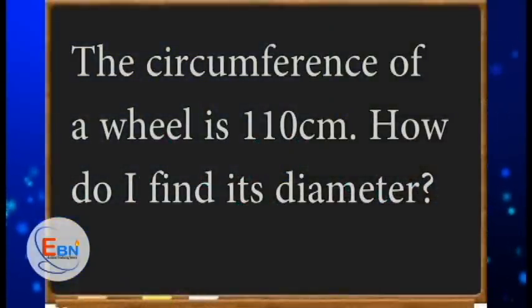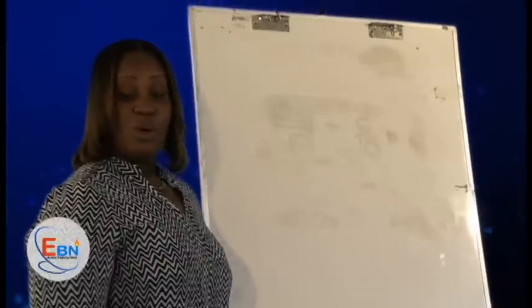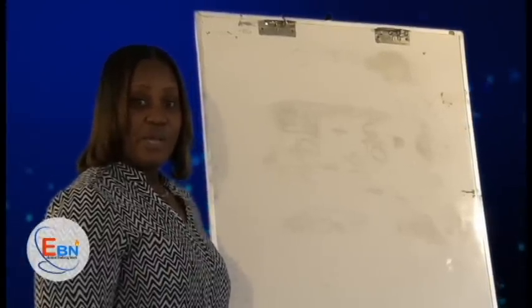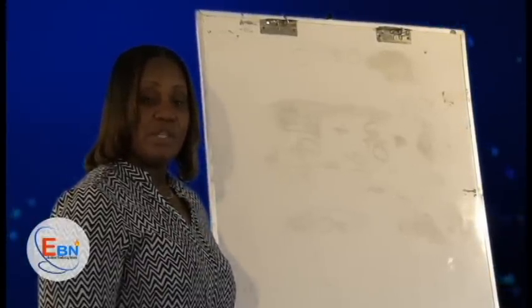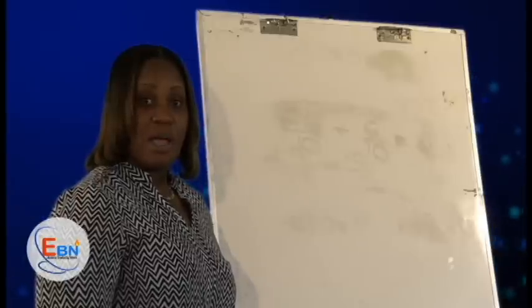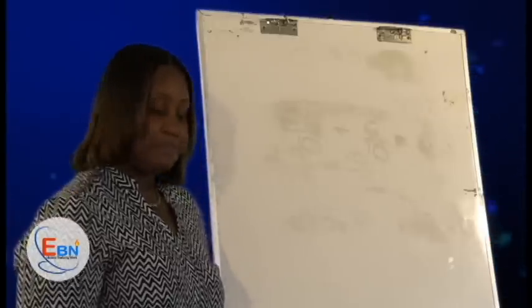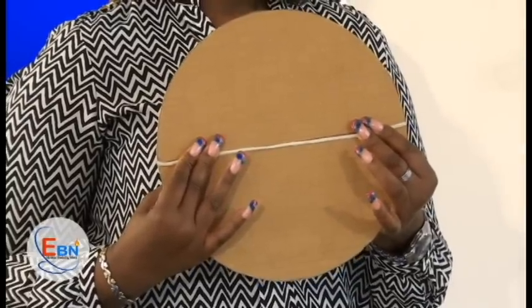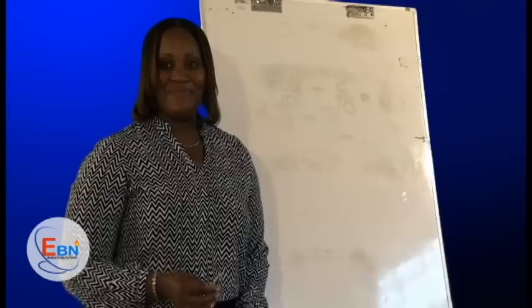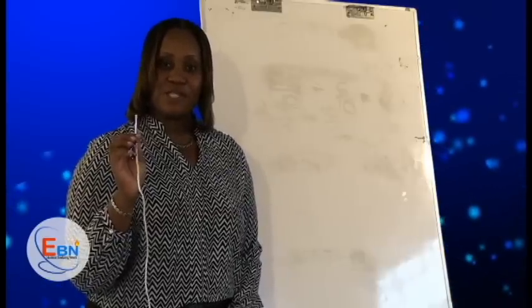Our final question, coming from a student in St. Elizabeth, asks, the circumference of a wheel is 110 centimeters. How do I find its diameter? In order to address this question, we have to know the relationship between the circumference of a circle and its diameter. This string represents the diameter of the circle. I'm going to use this string to represent the circumference of the circle.